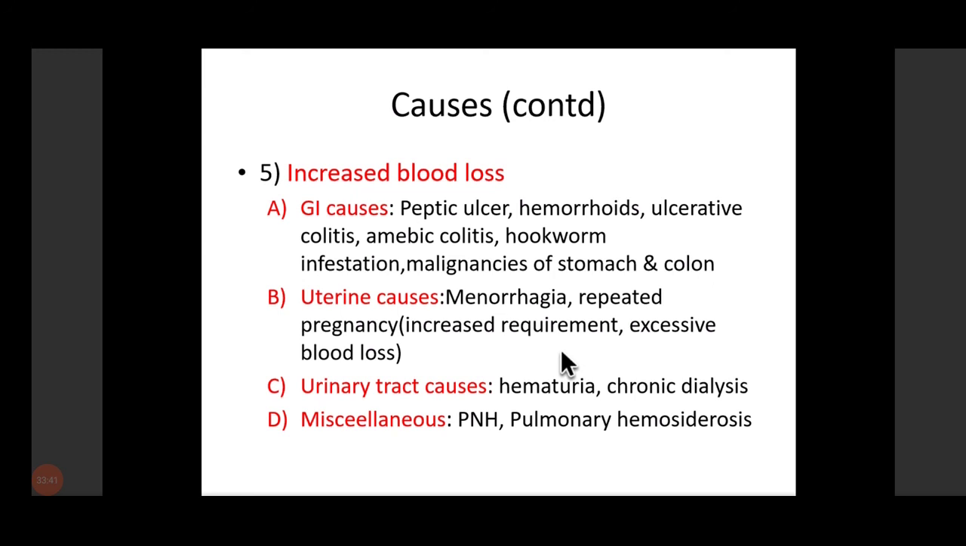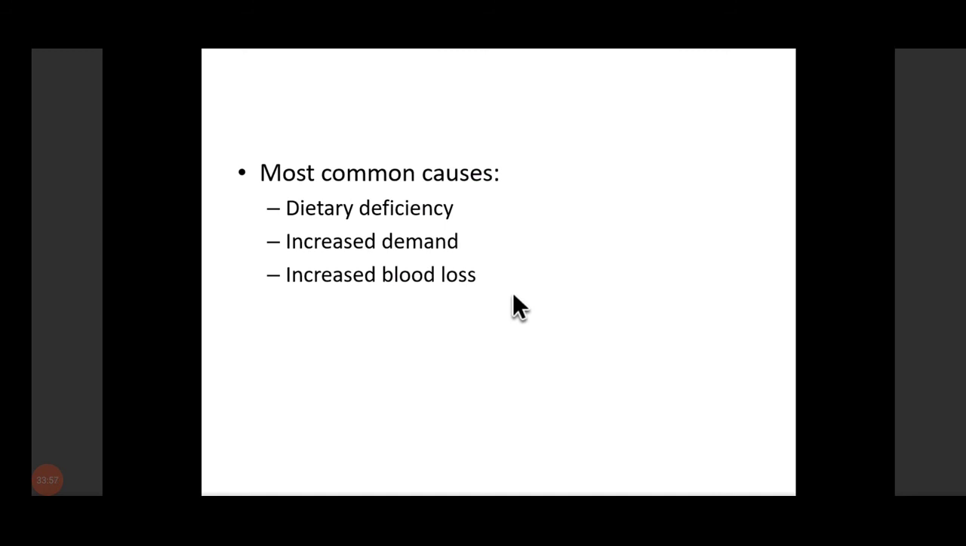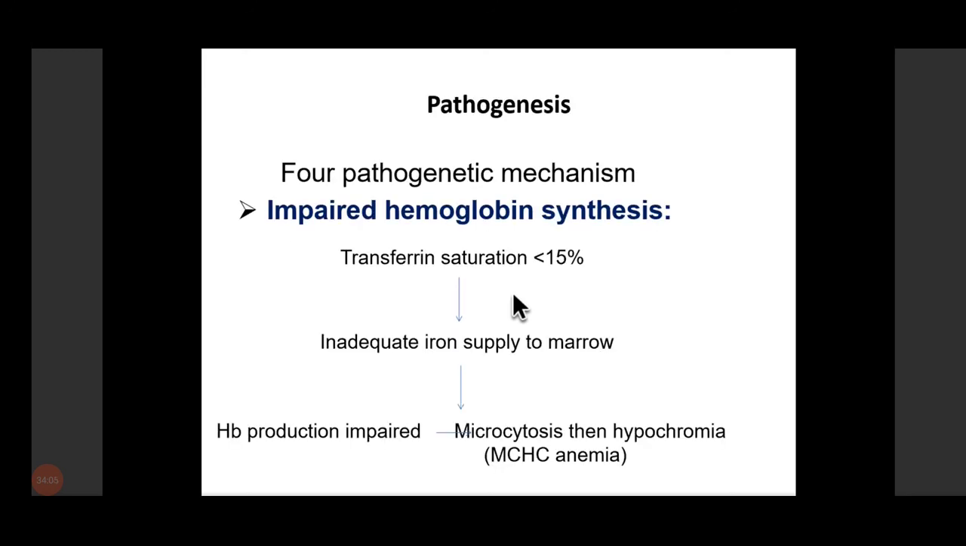The loss can be because of GI causes, peptic ulcer, ulcerative colitis, or any parasitic infections or any malignancy. It can be urinary tract causes like hematuria or chronic dialysis. It can be others like PNH. Okay. Most common causes are dietary deficiency, deficient in diet, increased blood loss, and increased demand. Okay. So what is the pathogenesis?